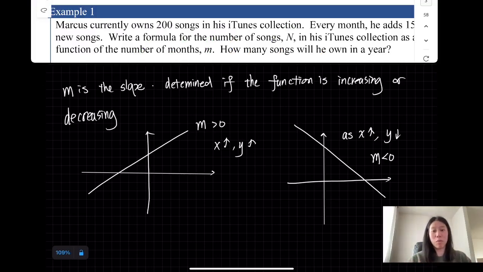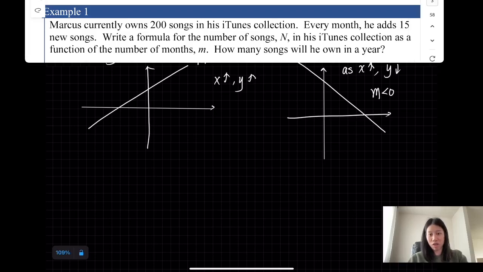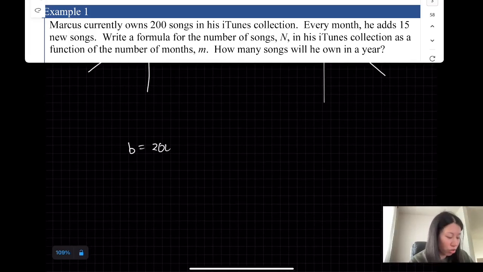So think about an example like this one. Marcus currently owns 200 songs in his iTunes collection. Every month he adds 15 new songs. Write a formula for the number of songs in his iTunes collection as a function of the number of months m. How many songs will he own in a year? So what is the initial value of the function? Currently Marcus owns 200 songs, right? So the initial value b equals 200.